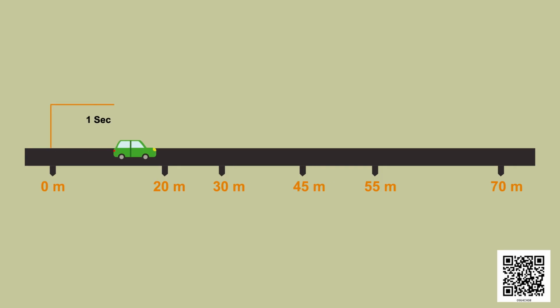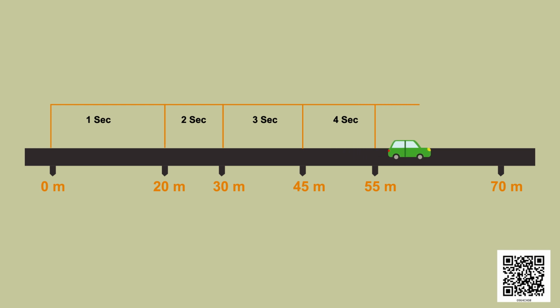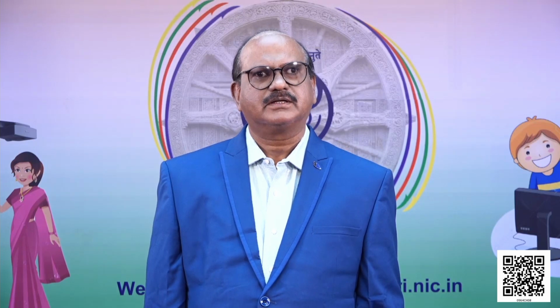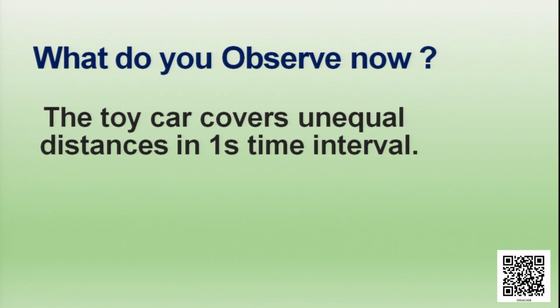So what is that unequal distance? Let me show you this picture once again. Unequal distance, see: 0 centimeter to 20 centimeter, distance is 20 centimeter. Now 20 centimeter to 30 centimeter, distance is only 10 centimeter. Then from 30 centimeter to 45 centimeter, distance is 15 centimeter. Then 45 centimeter to 55 centimeter, again distance is 10 centimeter. Then 55 centimeter to 70 centimeter, now see the distance, it is entirely different. That means this shows that the toy car covers unequal distances in 1 second time interval.